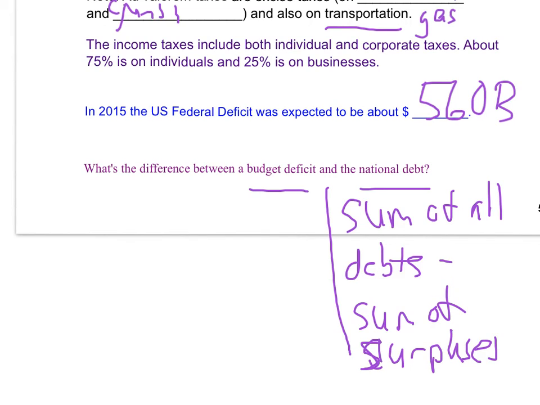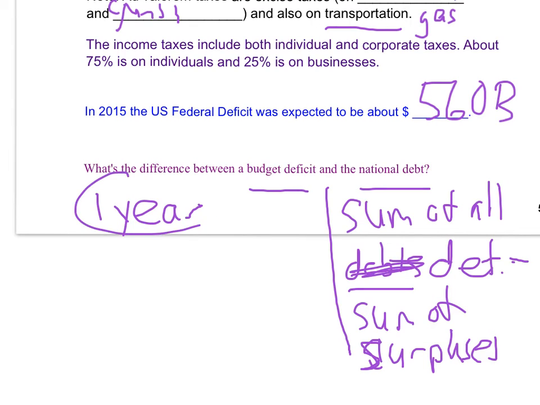So we've had many more years of debts where we spent more than we took in than surpluses. I should say the sum of all the deficits minus the sum of all the surpluses is a better way to classify that. So what is a budget deficit? A budget deficit is just a 1-year period of time, unlike the national debt, which is a sum cumulative since our nation's beginning.